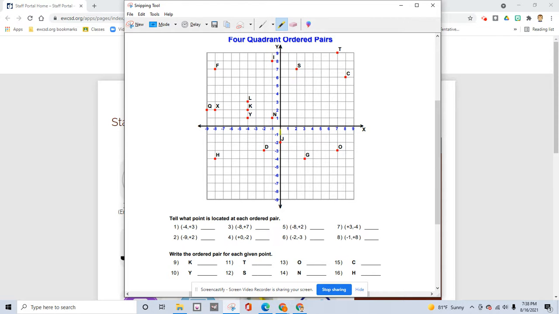Again, tell what point is located at each ordered pair. You're going to look at these points and see what letter is listed for these points. I can write with this feature, and I want to go over some of these with you. What's interesting is that they actually show the +3, if you can see my pointer here. They don't usually put +3, right? But they're making a point of showing you that's a +3.